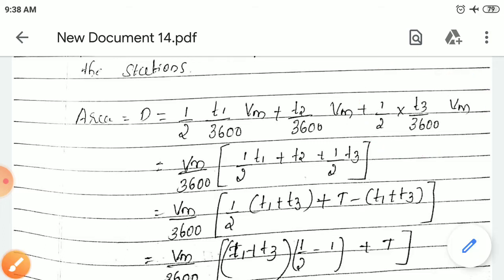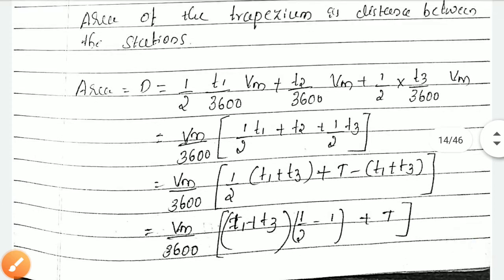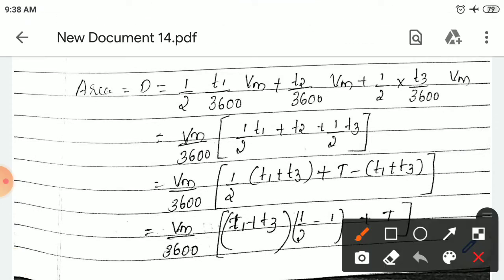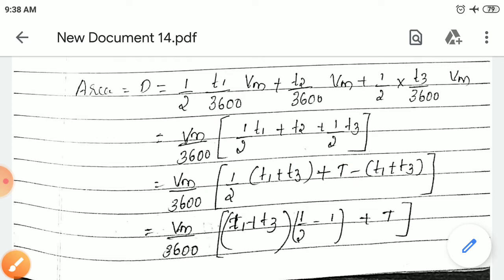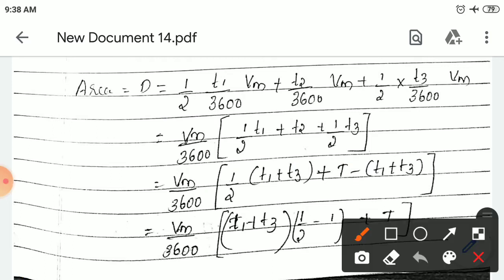Now take Vm common, and 3600 also outside. Vm divided by 3600 stays outside, and half, T1, T2 and T3 remain inside. Now for the next step of simplification, we keep Vm by 3600 as it is and take half as common.